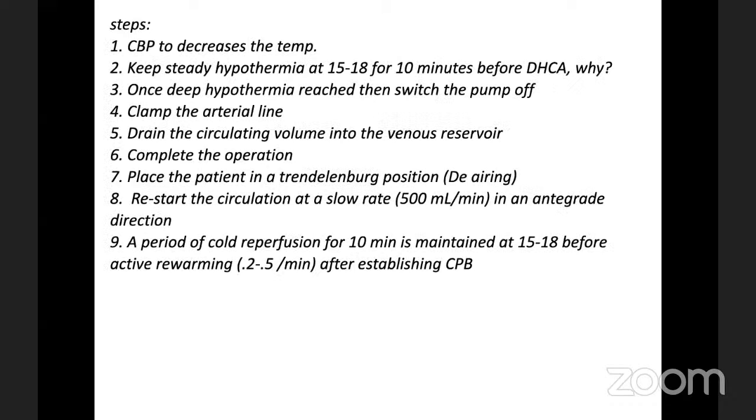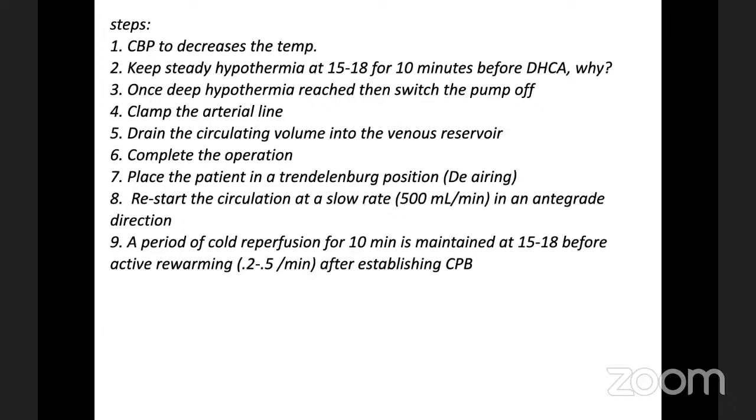How can we initiate and monitor the patient during deep hypothermic circulatory arrest? What are the steps? We start with the regular things we do to start any major cardiac surgery. We establish cardiopulmonary bypass, and then we decrease the temperature. We keep steady hypothermia at 15 to 18 degrees for 10 minutes before going into deep hypothermic circulatory arrest. Why do we do this? Because you don't want the brain activity to be suppressed unevenly, and you don't want the brain to be rewarmed. So you first give steady hypothermia, keep it for about 10 minutes, and then go with the deep hypothermic circulatory arrest.